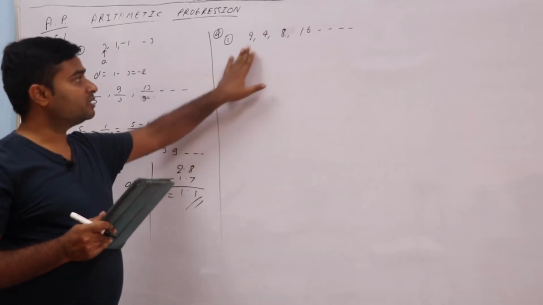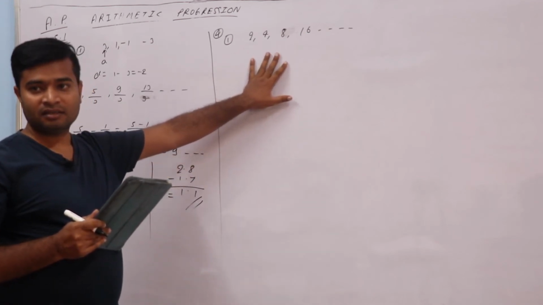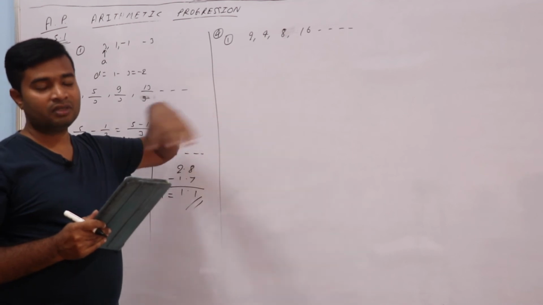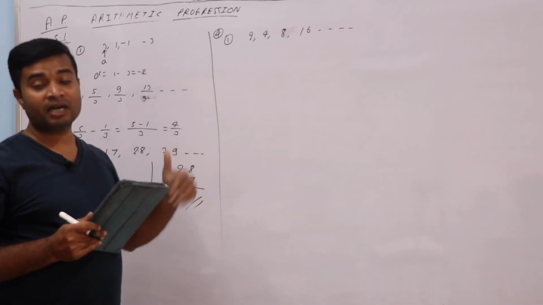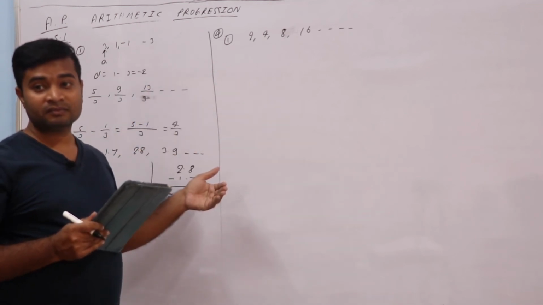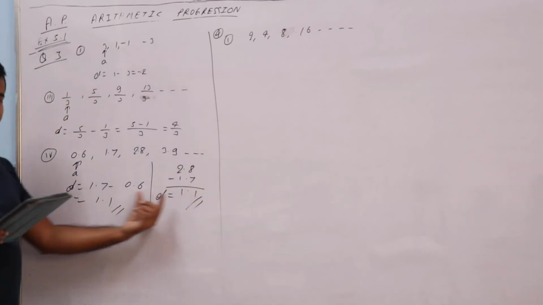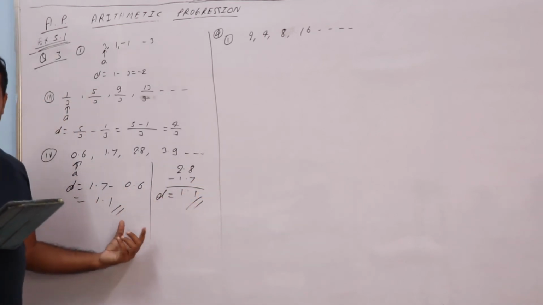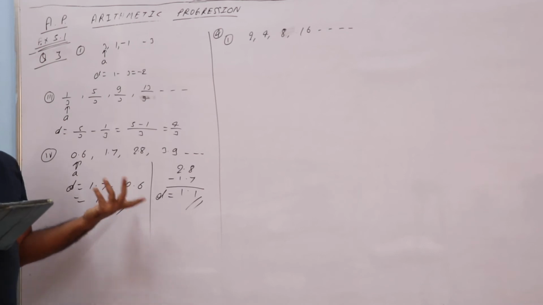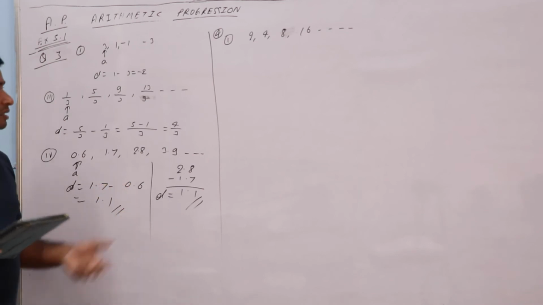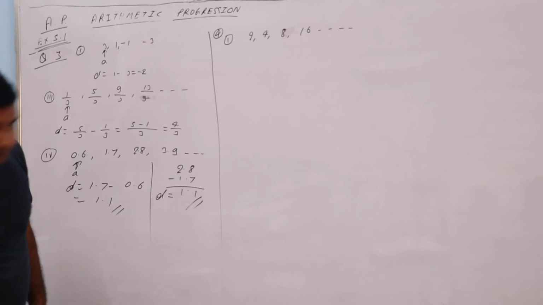So how to check whether this is an AP? For checking if it is an AP, what should we do? We should use the d formula first, or we should find d. If d is the same, we can say it is an AP. If not the same, it's not an AP, right? So first find d in this.